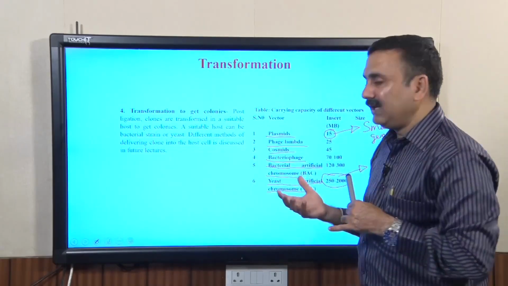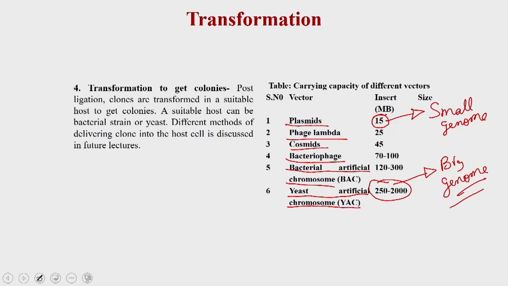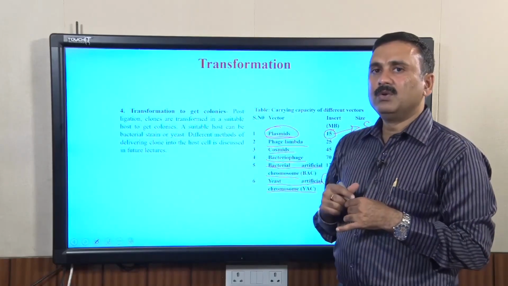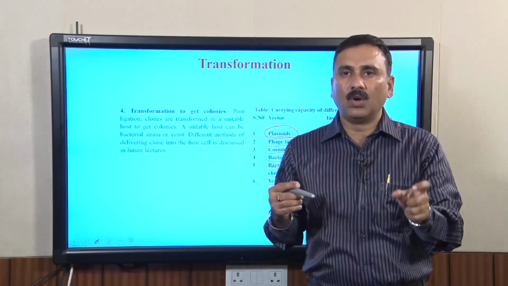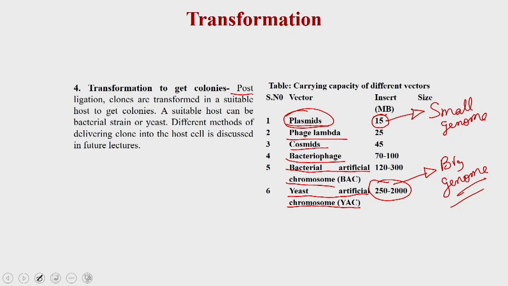Now, once you have done the ligation reactions, you are going to get the clone, and then you will take those clones and transform them into a suitable host. For example, if you have used a plasmid, then you will transform that into bacteria, and once the bacteria take up that plasmid, it is going to give you colonies, and each colony is going to represent a single clone. So, once you do the transformation, the clones are transformed into the host to get bacterial colonies. A suitable host can be either a bacterial strain or yeast.